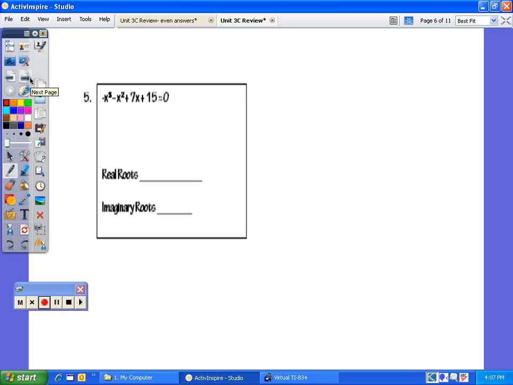Alright, number 5 has a negative, but that doesn't really change how you're going to do it. All it says here is real roots and imaginary roots, so you still have to do everything the same. It's kind of hard for me to see this. It looks like a 3, so I will put in a 3.